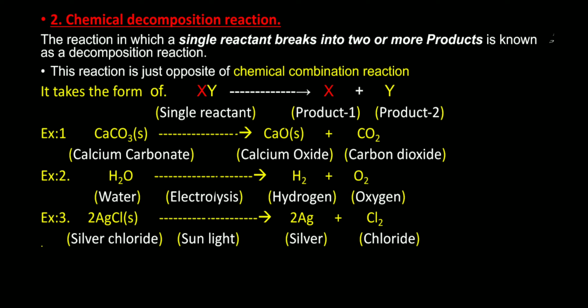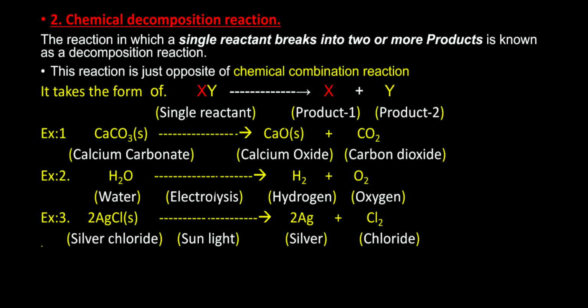Second reaction, chemical decomposition reaction. The reaction in which a single reactant breaks into two or more products is known as a decomposition reaction. This reaction is just the opposite of the chemical combination reaction. The first reaction we already watched. This is the opposite of that one.